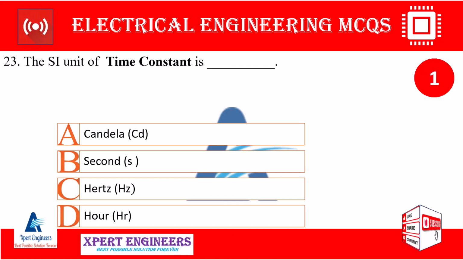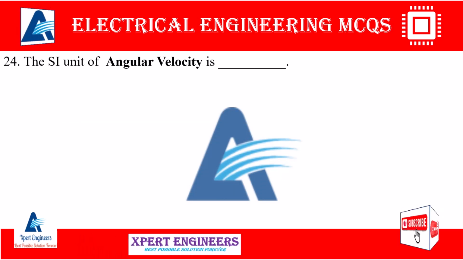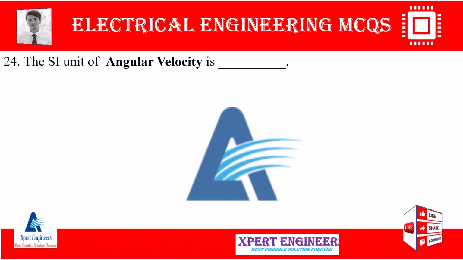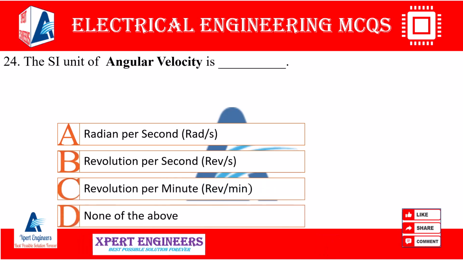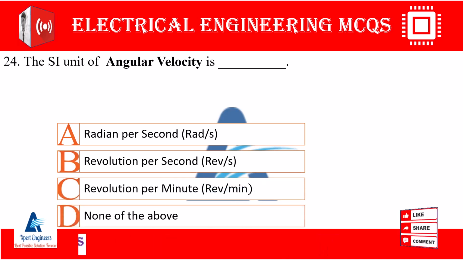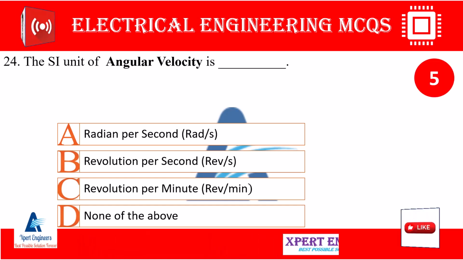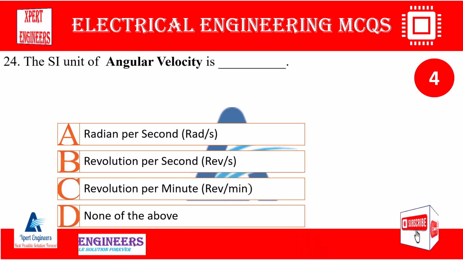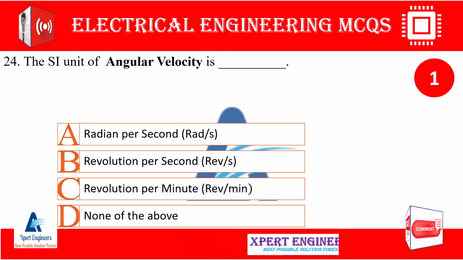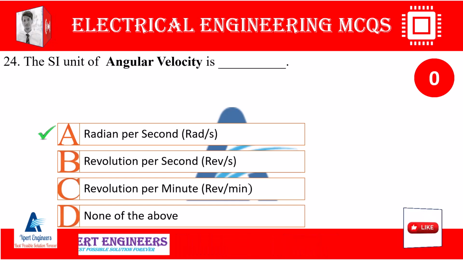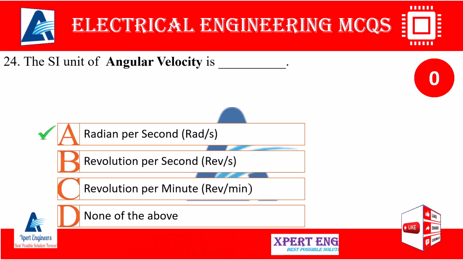The correct option is B, second. Next is the SI unit of angular velocity is dash. A, radian per second, B, revolution per second, C, revolution per minute, and D, none of the above. The correct option is A, radian per second. The SI unit of angular velocity is radian per second.